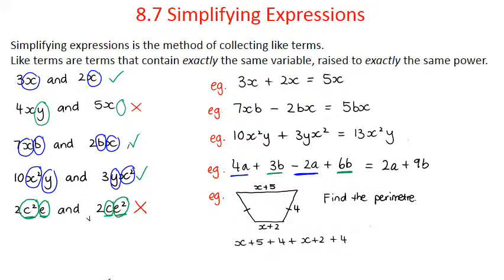Okay, all you have to do is collect your like terms. So we've got the x and this x, they're both like terms. And we've also got the 5, the 4, the 2, and the 4. So x plus x, we have 2x. And then 5 plus 4 is 9, plus 2 is 11, plus 4 is 15. Now 2x and 15, not like terms because they both don't have an x, so we just leave it as it is. That's our final answer.